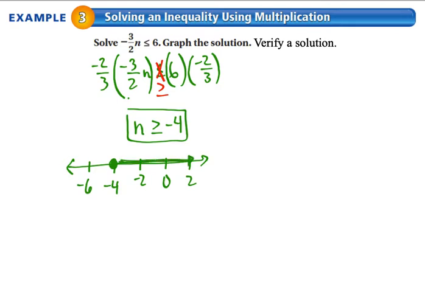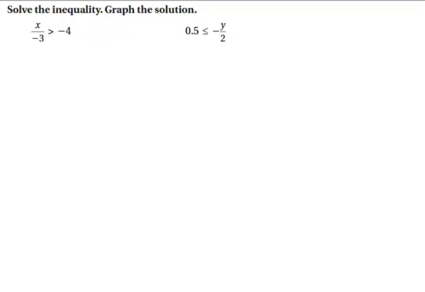Now, when dealing with multiplying or dividing by negatives, it's even more important to check your solution. I'm going to check the solution 0. That's an easy number to plug in. Negative 3 halves times 0 is less than or equal to 6. 0 is less than 6 is true. Remember, I'm just plugging it back into the original inequality, and that solution is verified.